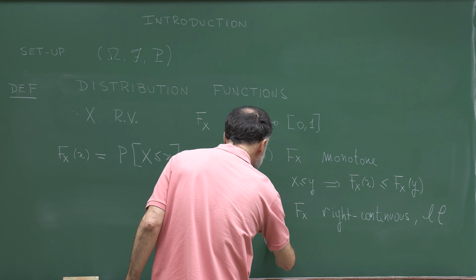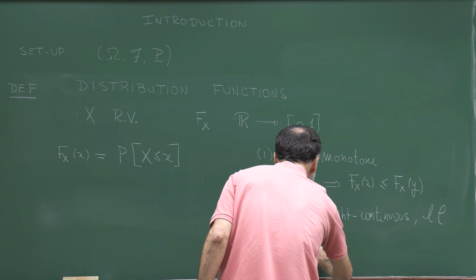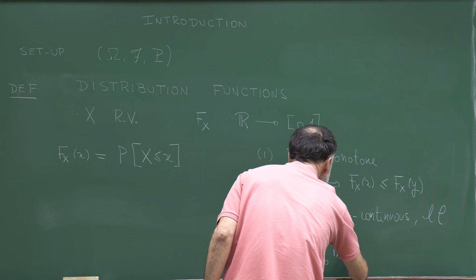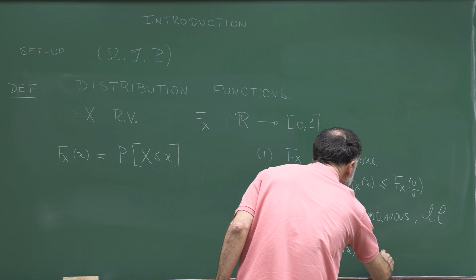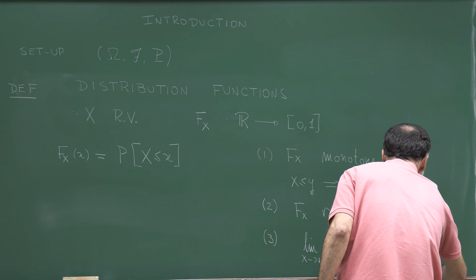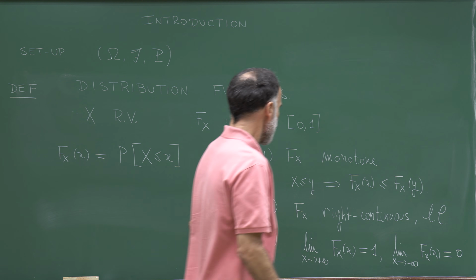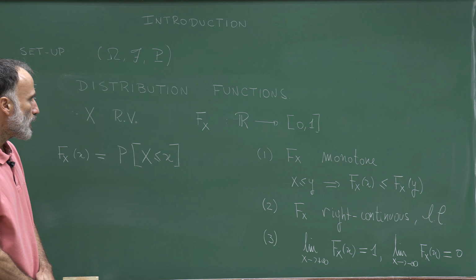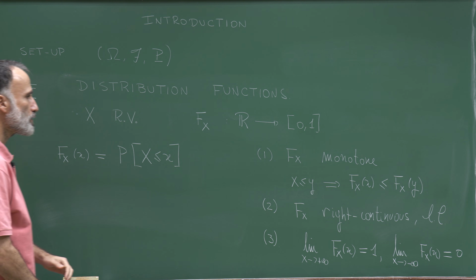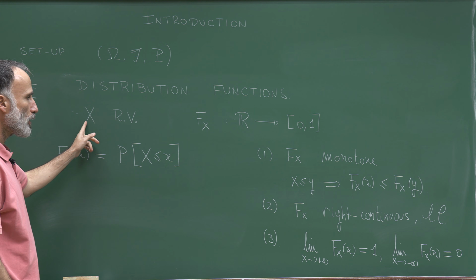And finally, since X is a random variable, the limit as x tends to plus infinity of F_X of x is equal to 1, and the limit as x tends to minus infinity of F_X of x is equal to 0. So I ask you to check these three properties, and if a function F has these three properties, we'll call it a distribution function. And so this is the distribution function associated to the random variable X.